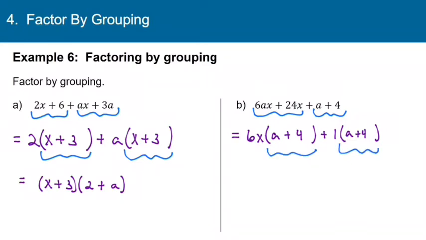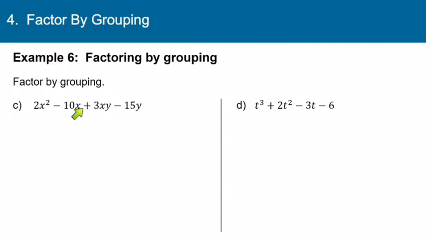Okay, now we notice that both of these groups have a common factor of a plus 4. So if we pull out the common a plus 4, that's going to leave for our second set of parentheses 6x plus 1. And now if you just mentally FOIL it back together, a times 6x is 6ax, a times 1 is 1a, 4 times 6x is 24x, and 4 times 1 is 4. But notice that this is in factored form because we have binomial times binomial. Here are a couple more to work on.